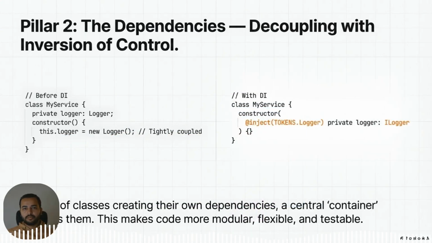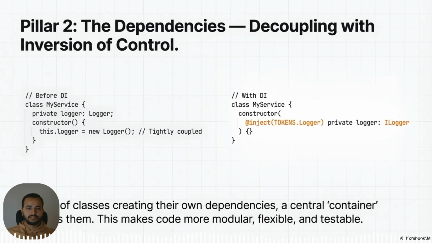Okay, now let's move on to pillar two, the dependencies management and how we decouple them using something called inversion of control. Most of the time, your framework will have something like that already built in, like Angular or Nest.js. But in our case, we had to utilize a TypeScript library for crafting that. Once you take a look at this slide, it contrasts code before and after dependency injection. Before DI, classes are creating their own dependencies, which leads to tight coupling. Everything's connected to everything else. But with DI, a central container provides dependencies through constructor injection.